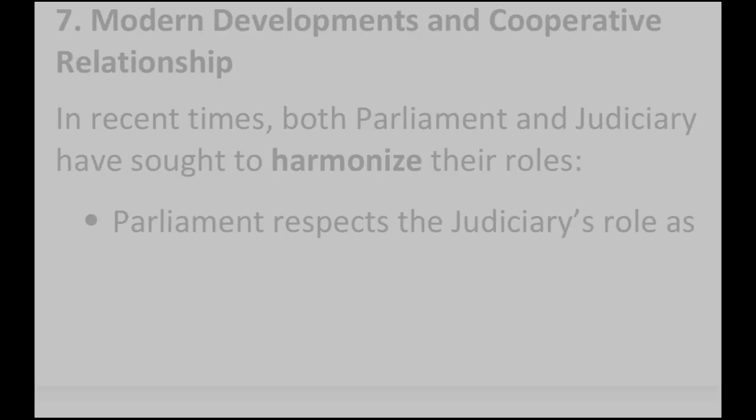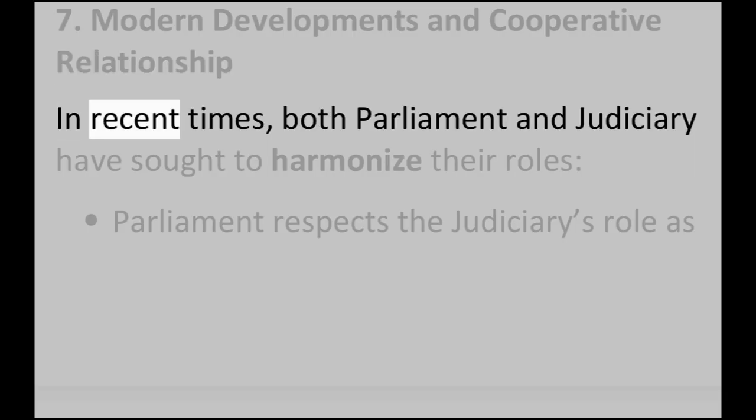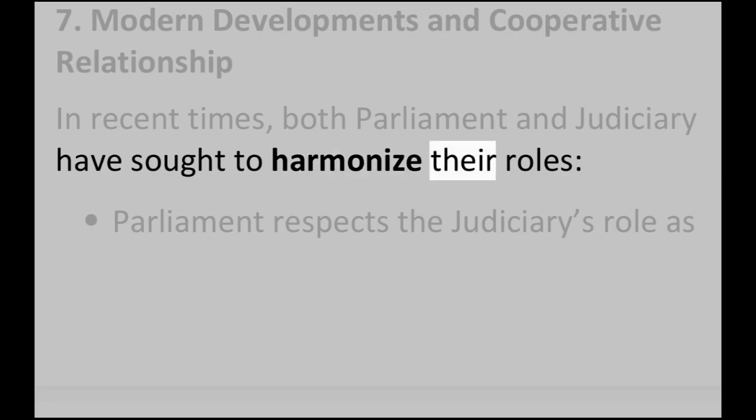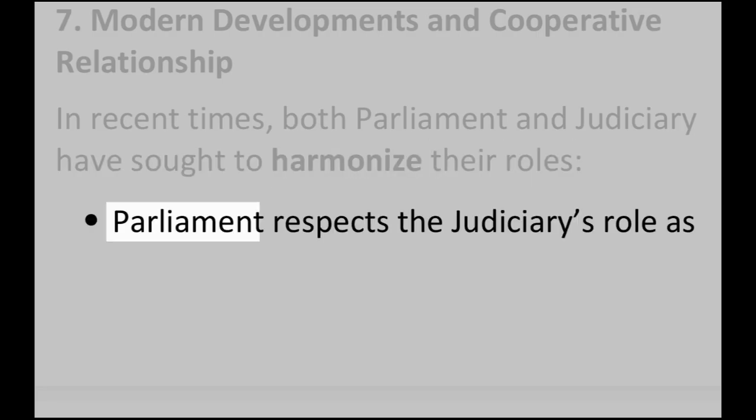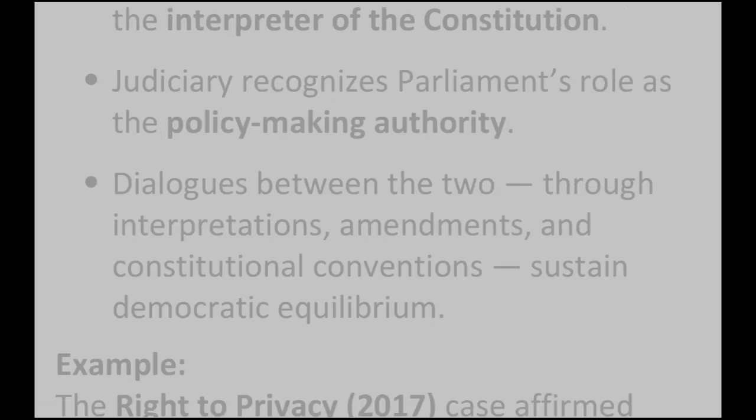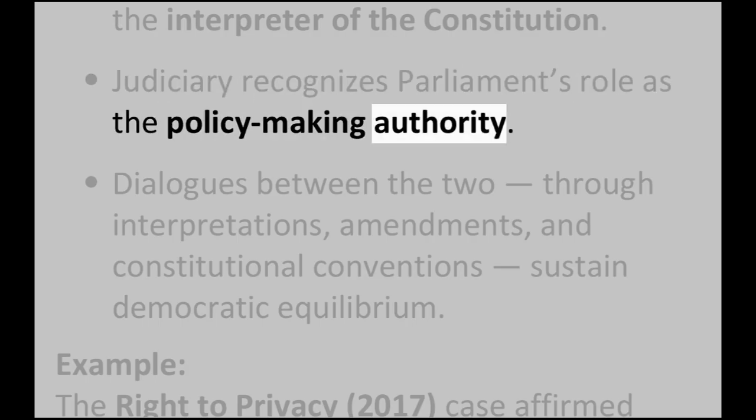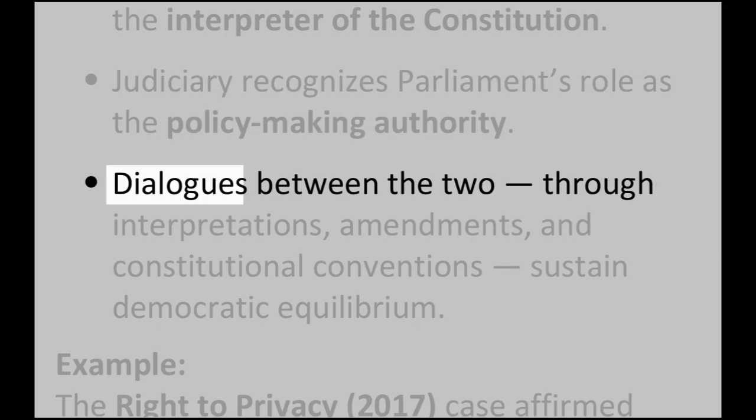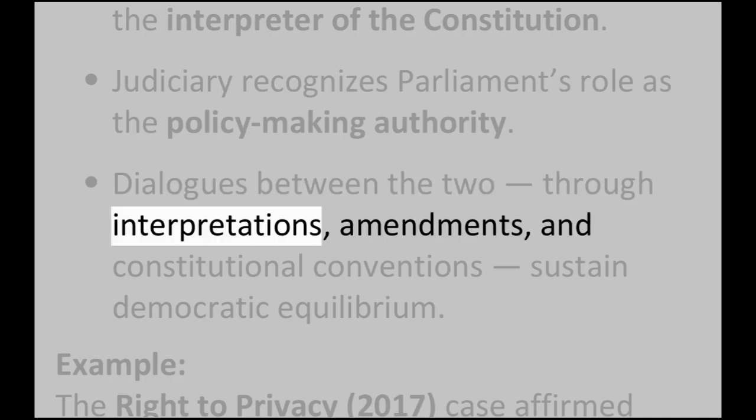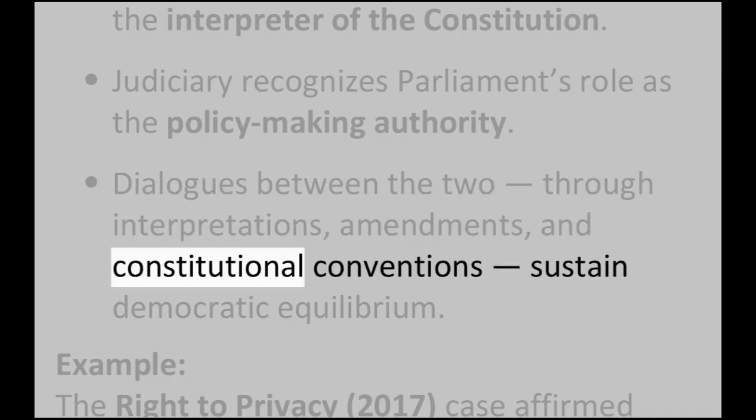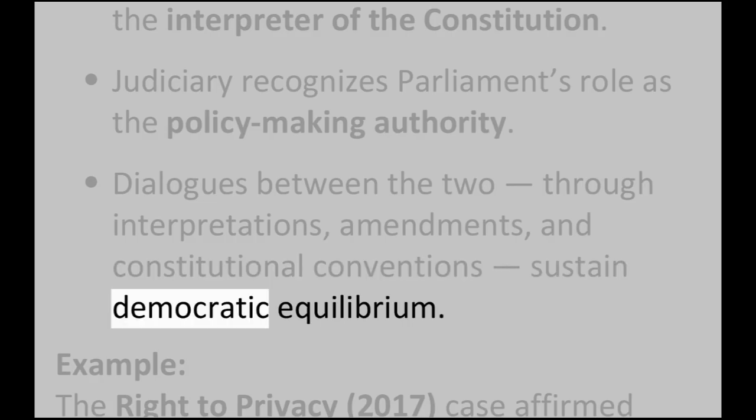7. Modern developments and cooperative relationship. In recent times, both Parliament and judiciary have sought to harmonize their roles. Parliament respects the judiciary's role as the interpreter of the Constitution. Judiciary recognizes Parliament's role as the policymaking authority. Dialogues between the two through interpretations, amendments, and constitutional conventions sustain democratic equilibrium.